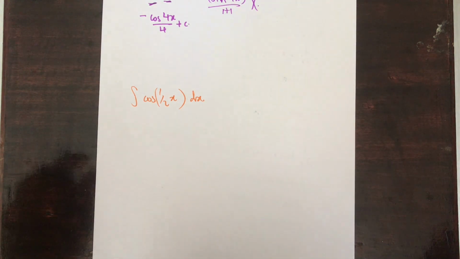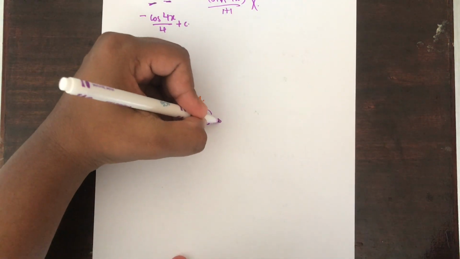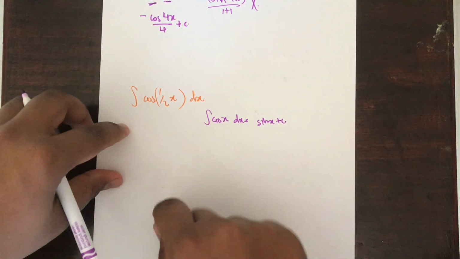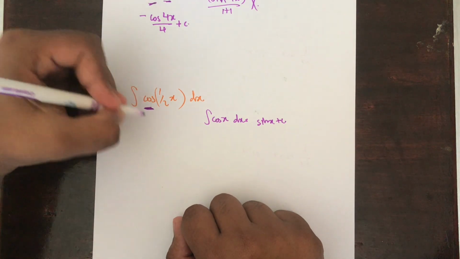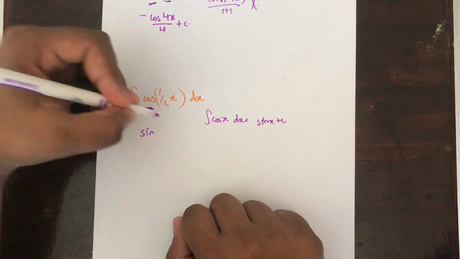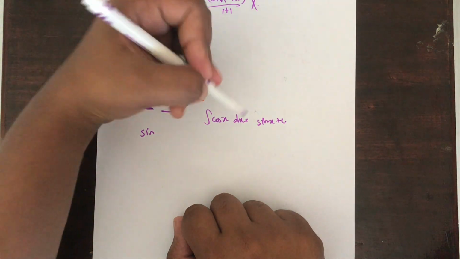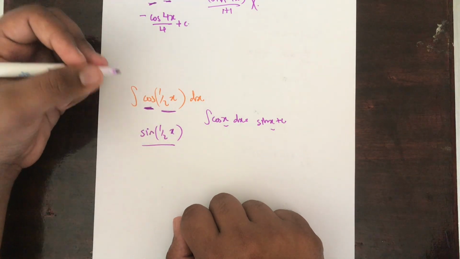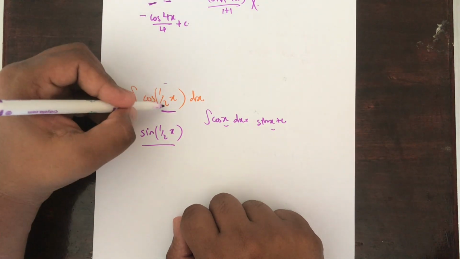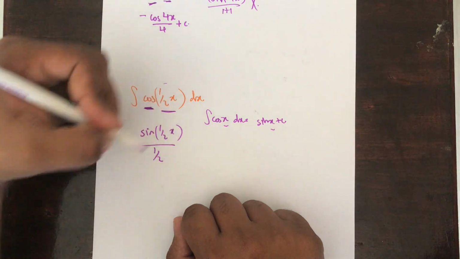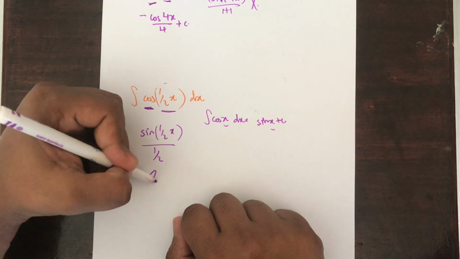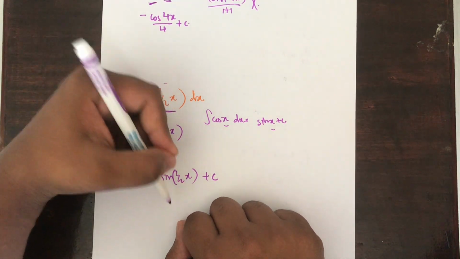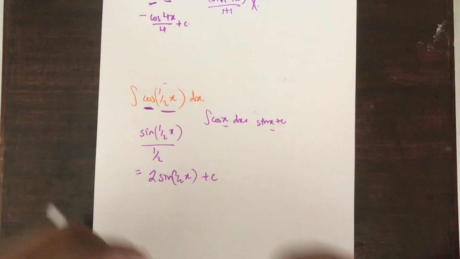Now let's look at the integral of cos half x. We know that the integral of cos x is equal to sine x plus c. Hence this will change to sine, and the bracket will have to stay constant, so you're going to have sine half x, but you have to divide it by the differential of the bracket. The differential of half x will give you half. So the answer to this question is going to be 2 sine half x plus c. It's actually 2 sine half x divided by 1, which is the same as 2 sine half x plus c.